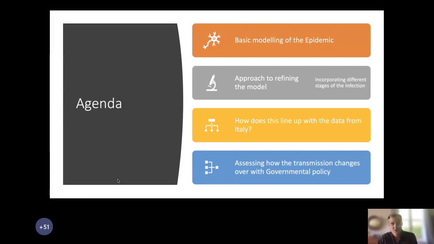Quick agenda. I'm going to start off by showing you a basic method to model an epidemic, and then we'll try and refine that model, because hopefully we'll get a good overview of roughly when peaks might happen using the basic model. Then we'll look at the data more precisely, and when we try and line up the model with the data, it's important to make our model more accurate. And then we're going to look at how the transmission changes with governmental policy, especially in Italy, and then we'll go on to looking at the country I live in, the UK.